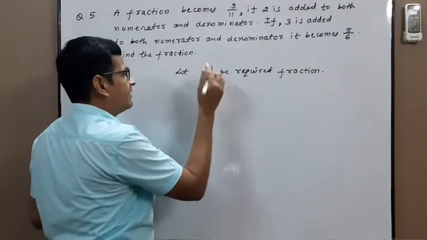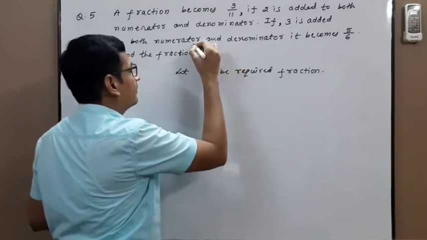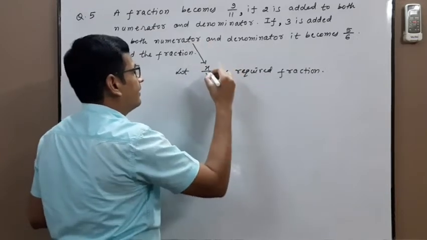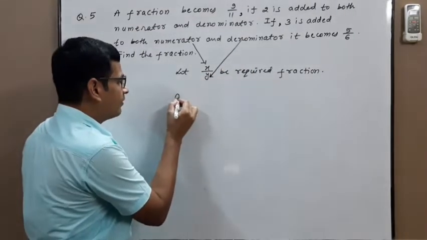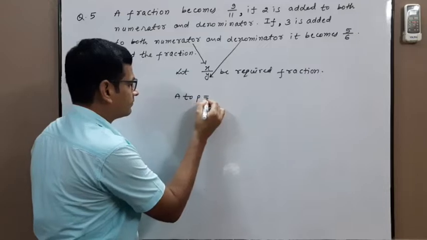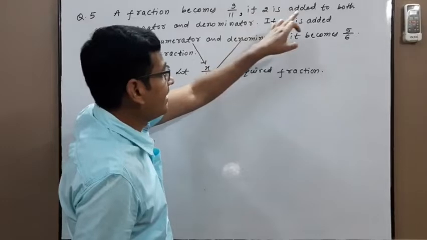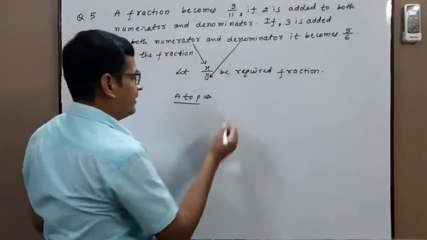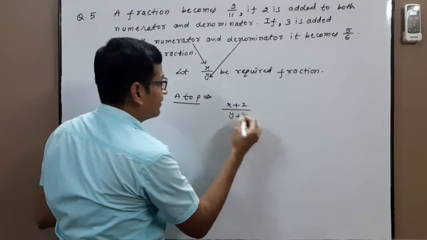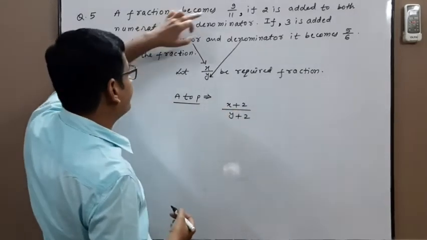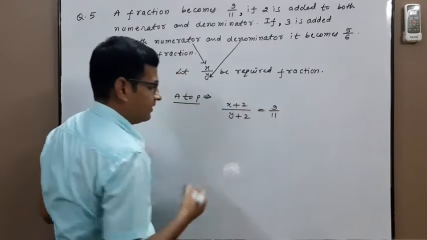Now this is the fraction, which means this is the numerator and this is the denominator. According to the problem, if 2 is added to both numerator and denominator, meaning numerator plus 2 and denominator plus 2, the fraction becomes 9 by 11. So (x plus 2) upon (y plus 2) is equal to 9 upon 11.